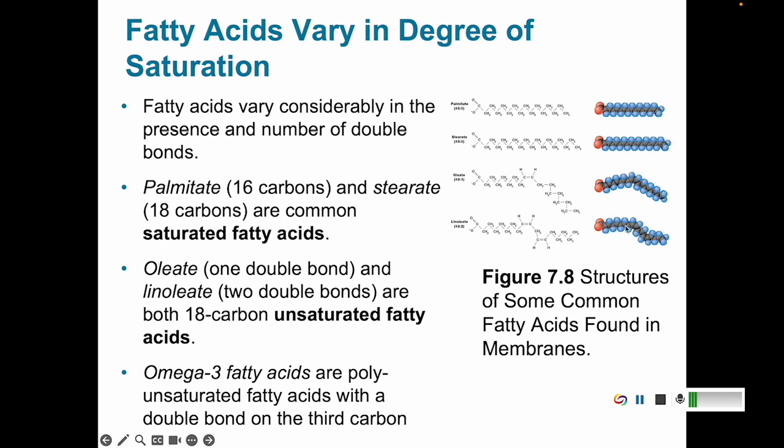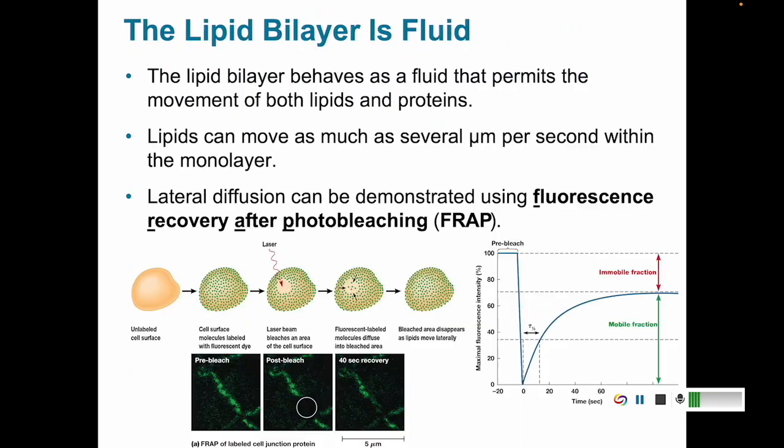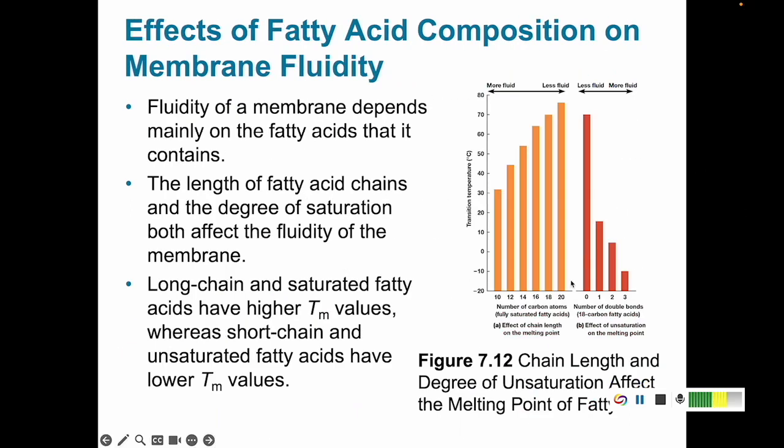So if we go back to that slide we were just at, as you have no double bonds, as you are fully saturated, it has a much higher Tm or much higher melting temperature. As you start introducing double bonds, it gives you a much lower melting temperature. So they're going to be much more liquid even at very cold temperatures. So if it is long chain and saturated, it's going to have very high Tm values. Your cell membrane is going to have to stay very hot to stay mobile.